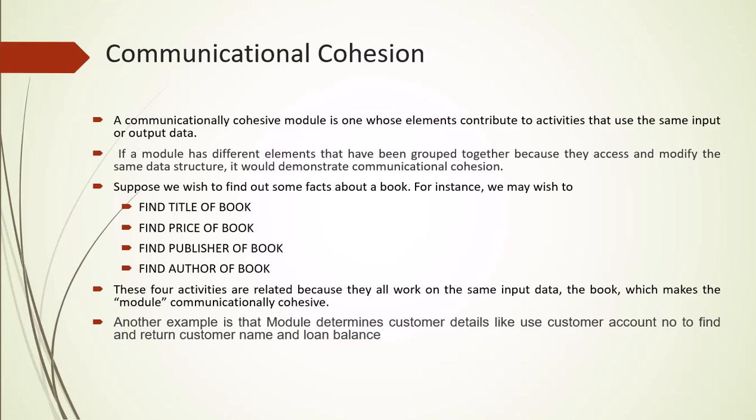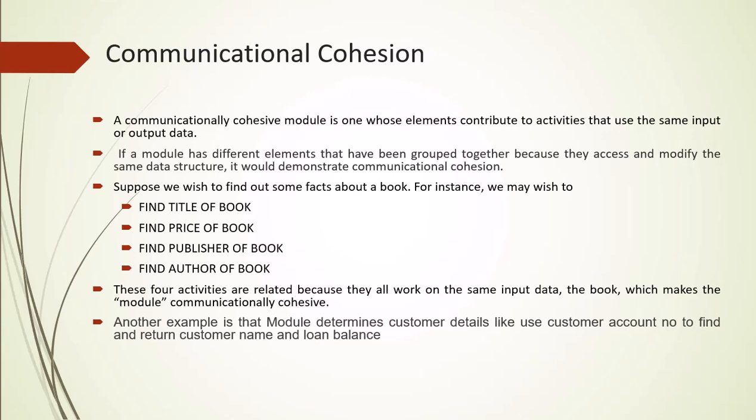So if we search by title, price can be computed. If we search for price, different title books can come. So this means they are all in cohesion. These attributes are all in cohesion. But what type of cohesion? Communicational. They all are related. Each identifies another attribute. These four activities are related because they all work on the same input data, the book. The book is the same input, which makes the module communicationally cohesive.